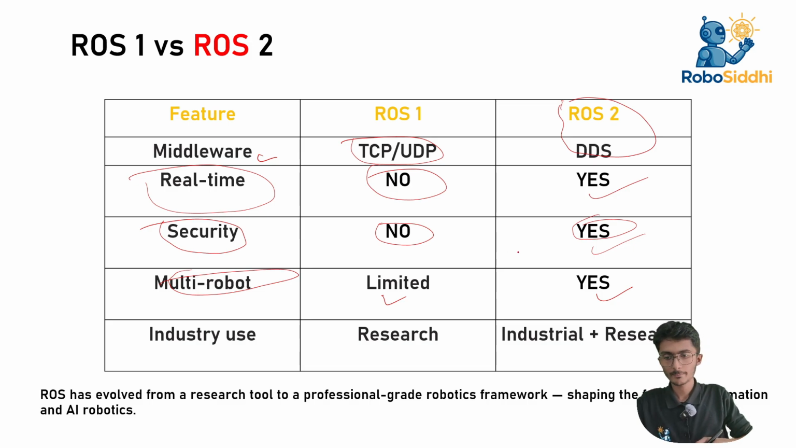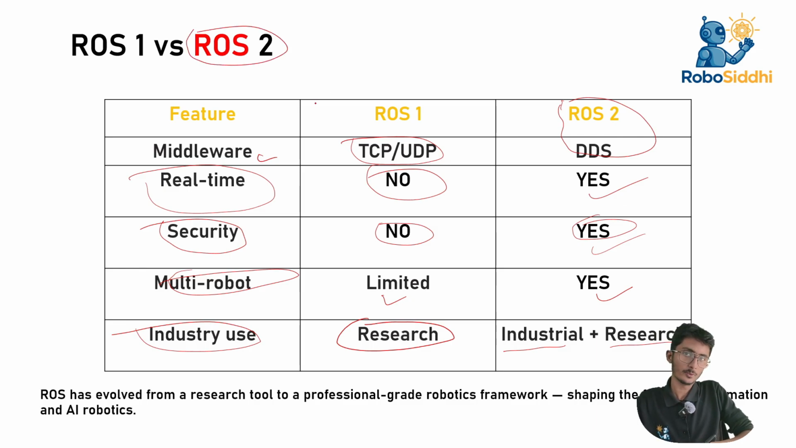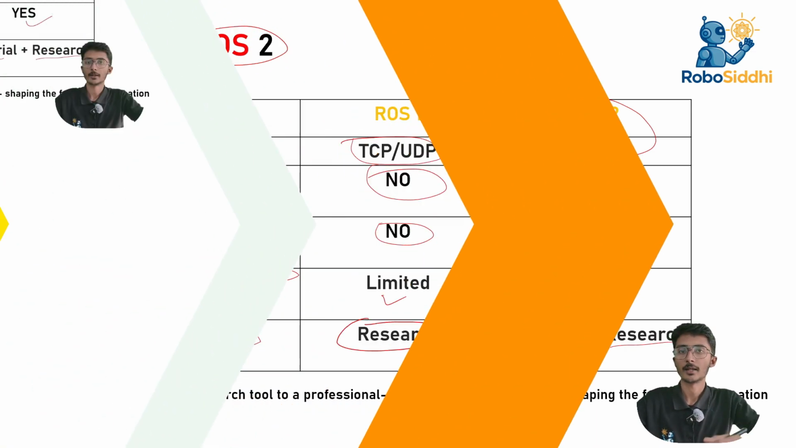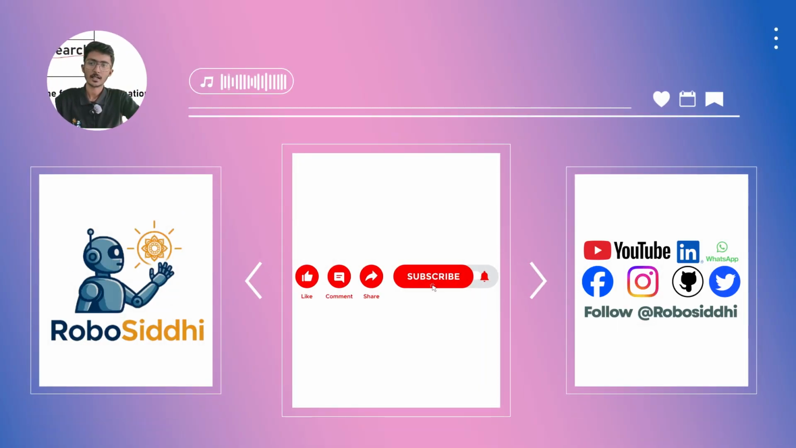So let's talk about industrial use, which means whether it can be used by industries or not. ROS 1 was very lab-limited, which means it could only be used for research or hobby purposes. But ROS 2 is more industrial as well as research based. That's why ROS 1 lacks some capabilities compared to ROS 2. So ROS 2 is more modern, more secure, and more powerful than ROS 1. ROS has evolved from a research tool, which was just meant for research, to the backbone of modern robotics. So let's meet in another lesson and see how ROS is changing our world.